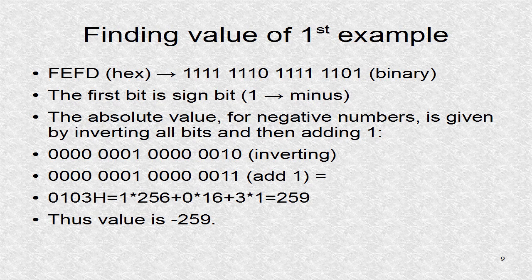FEFD can be represented as a 16-bit binary number. Since it starts with a 1 as the leftmost bit, the number is negative. The first bit is always the sign bit in signed representations. The absolute value can be obtained by the 2's complement: inverting all bits, and then adding 1. The 2's complement gives an absolute value of 259. Thus the number is actually minus 259.